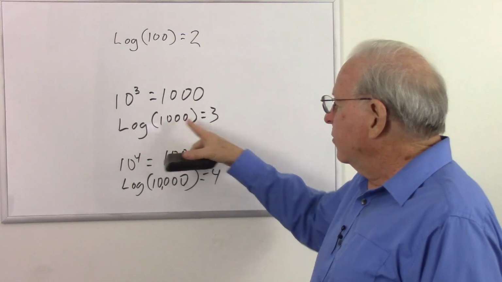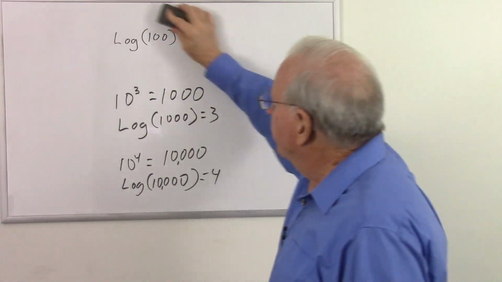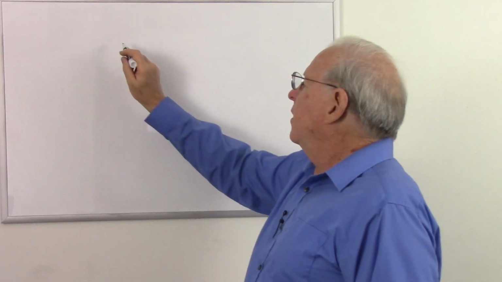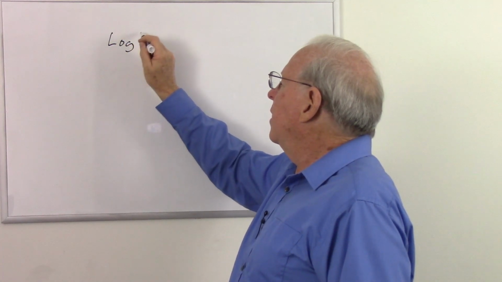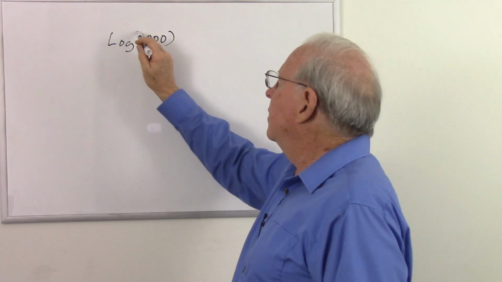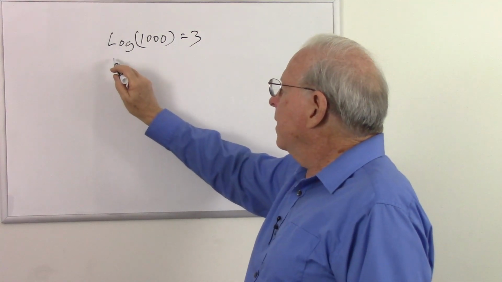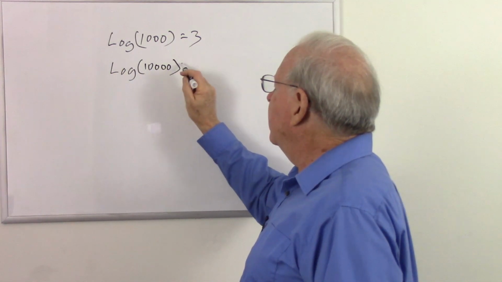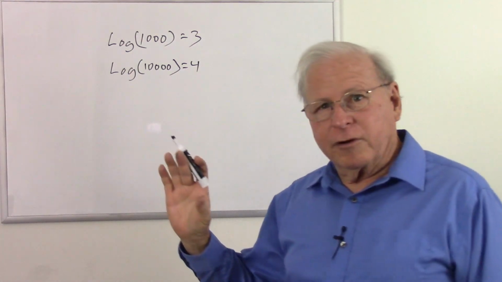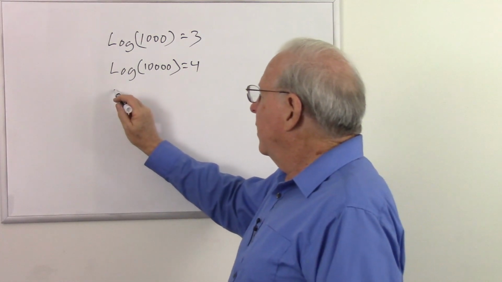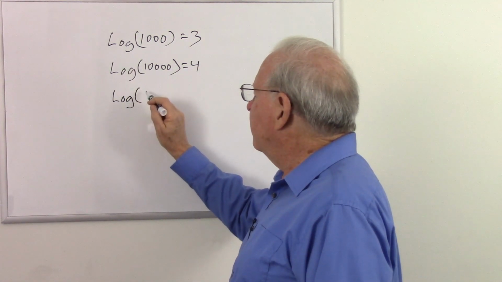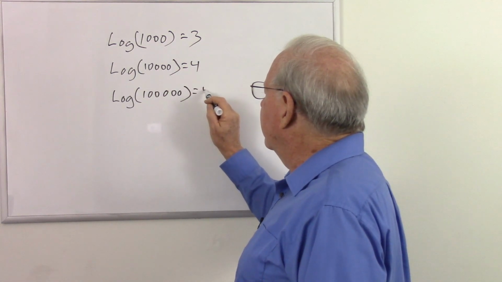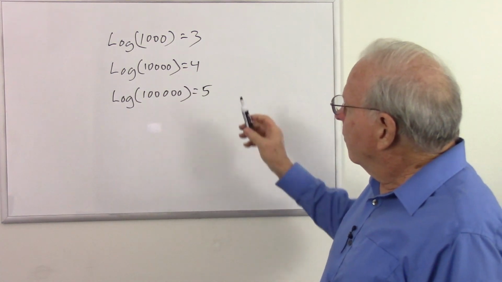So the log of 1,000 is 3. The log of 10,000 is 4. Let's just go ahead and write these up here, because it'll start making a little bit of sense. The log of 1,000 equals 3. The log of 10,000 equals 4. Looking familiar from our quick look at decibels. The log of 100,000 equals 5. So what do we have there?